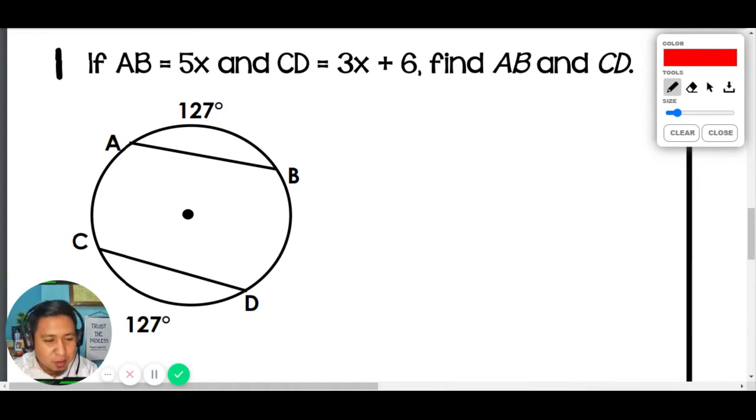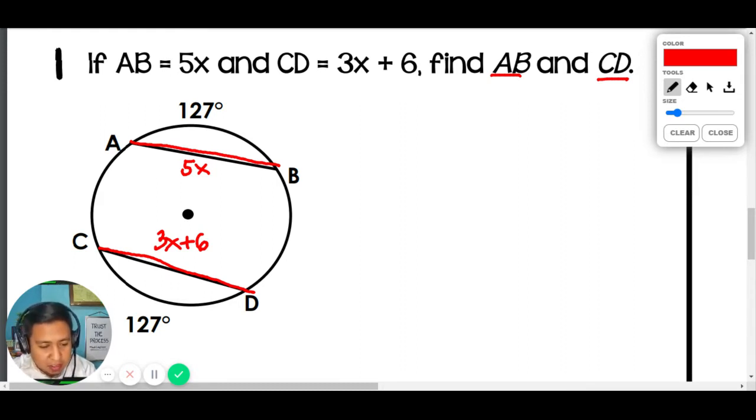So for the first problem we have here, if AB is equal to 5x and CD is equal to 3x plus 6, find AB and CD. Now let us look at the figure here, and this is AB, and according to the problem, this is 5x, and this is chord CD, and this is 3x plus 6. Now, how do we solve or find AB and CD? We need to find first the value of x. Now, how do we find the value of x?